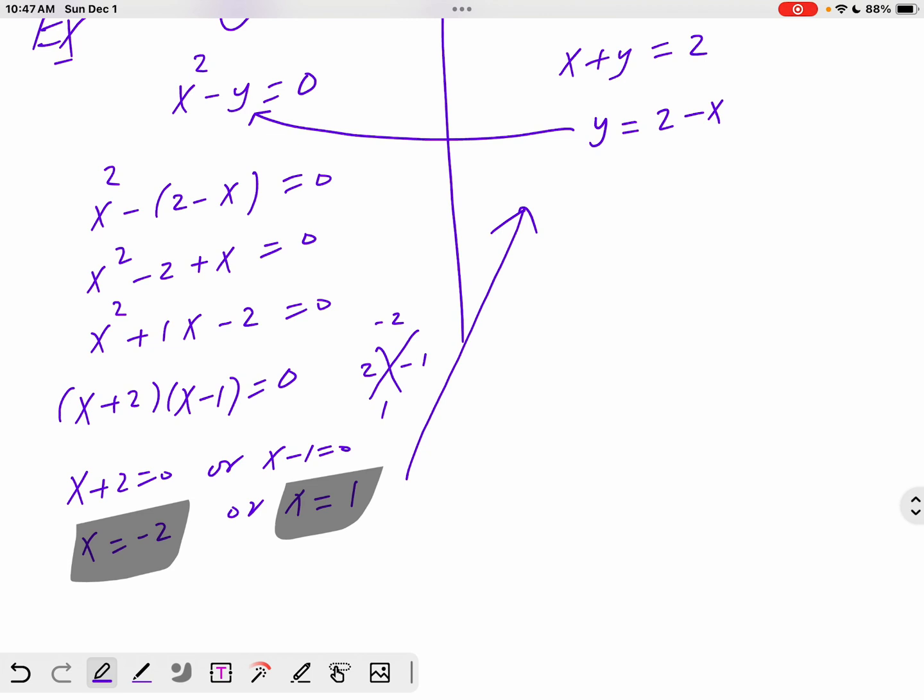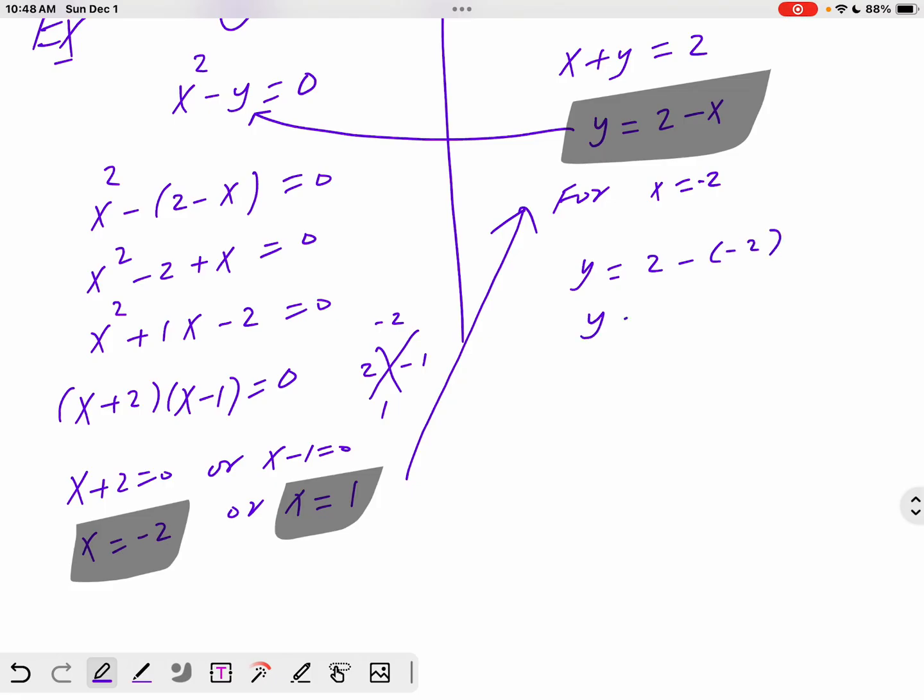So these are the two x values, and remember we're going to substitute back here and we will get two corresponding y values. So this is the main equation we're going to substitute. So for x equals -2, well then y is 2 minus -2. So y equals 2 plus 2, which is 4. Y equals 4. So this is one of them.